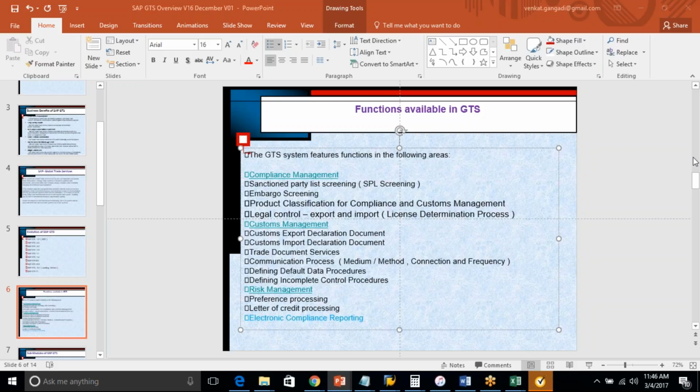Till 2013, hardly anybody knew about GTS, especially in the US. In 2013, when this 10.1 version came to the market, it ruled like anything because of all its new functionalities and new capabilities. The system is so capable.